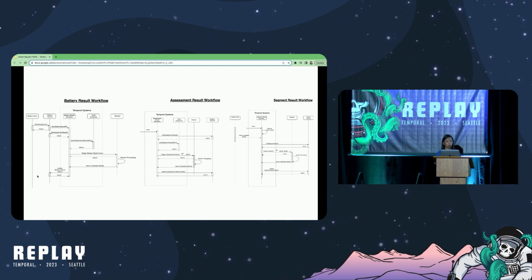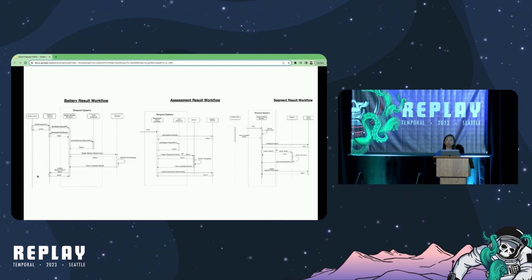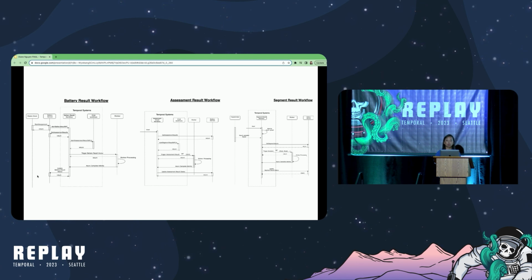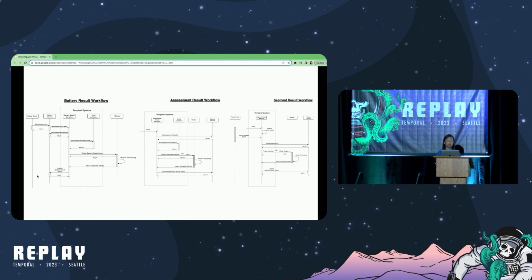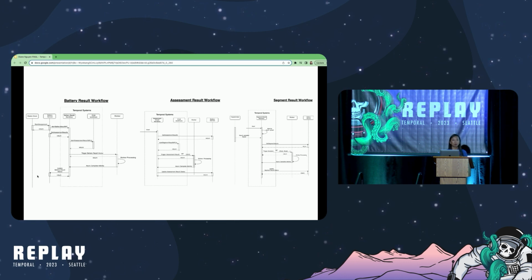The main reason we are structuring our parent-child workflows like this is because the assessment workflows and the segment workflows are meant to act as separate services that can be invoked by other workflows. This is the original concept we had when we first started building our V1 processing pipeline.